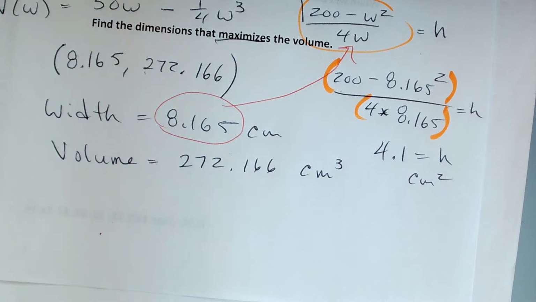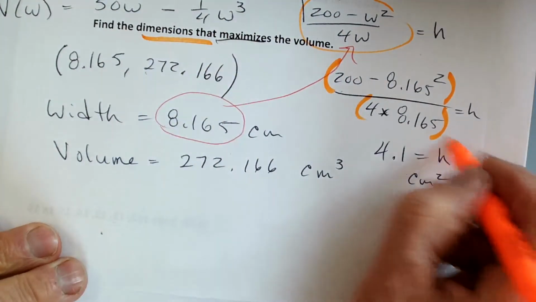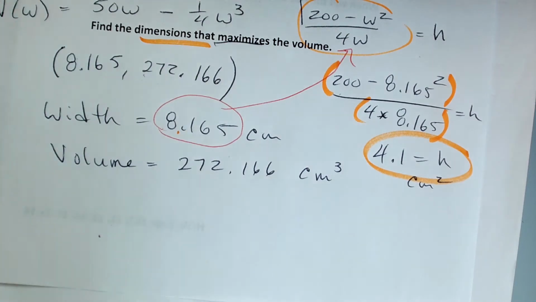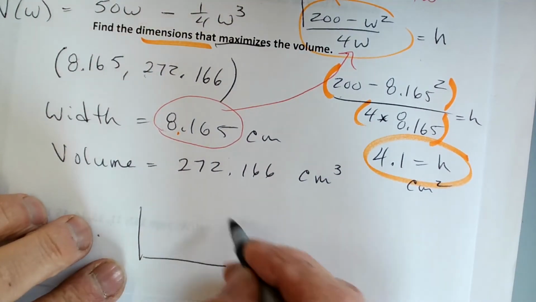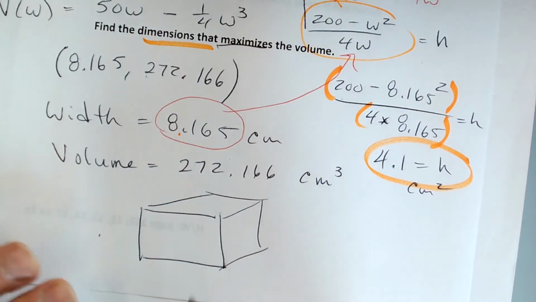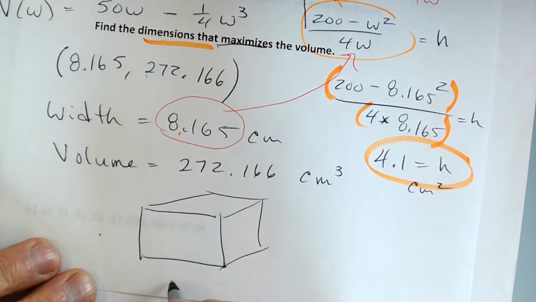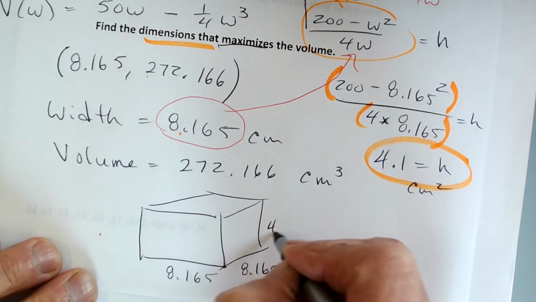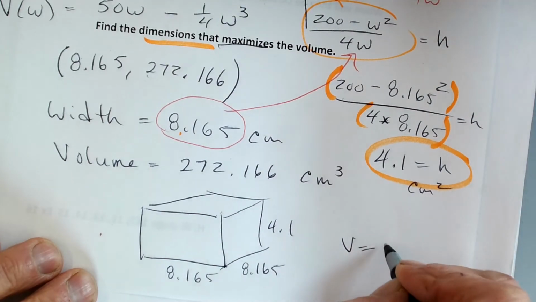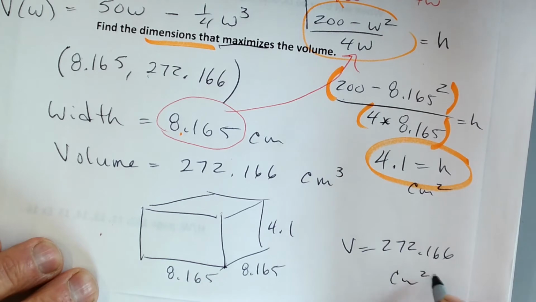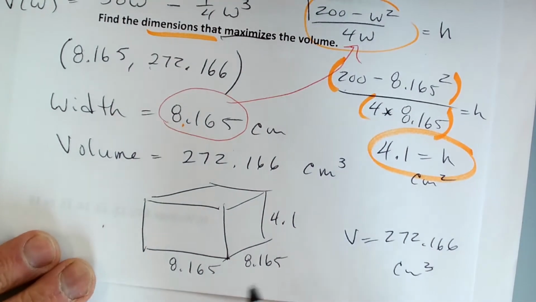Got it. Find the dimensions. The dimensions are 8.165, 8.165. So if I draw a picture of my final box, it's going to look like this for dimensions, right? I'm going to have 8.165, 8.165, and a 4.1, and the volume is going to equal 272.166 centimeters cubed. Okay, how's that?